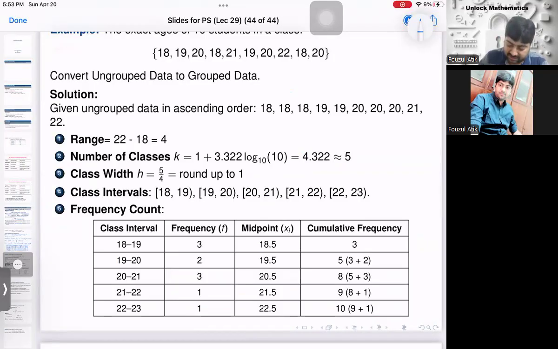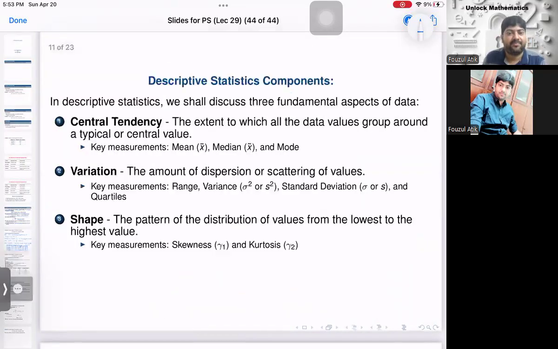The whole table is given in a very formal manner. Okay. So the descriptive statistics, we talked about the descriptive statistics in the last lecture. And we mostly will discuss the 3 fundamental aspects of descriptive statistics. One is measures of central tendency. So mostly the key measurements are mean, median, and mode. Then the variation, where the key measurements are range, variance, standard deviation, and quartiles.